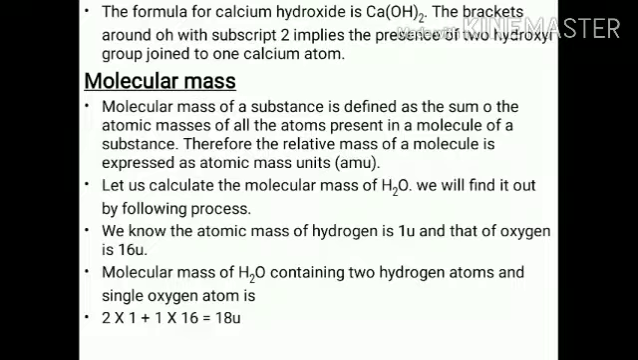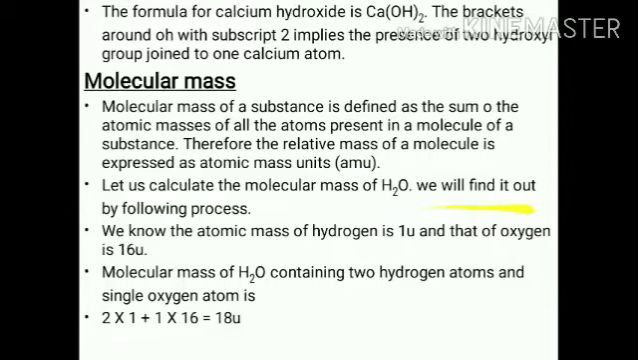The sum of the atomic mass of all the elements present in a molecule is called molecular mass. So, what is molecular mass? The sum of atomic masses is called molecular mass.